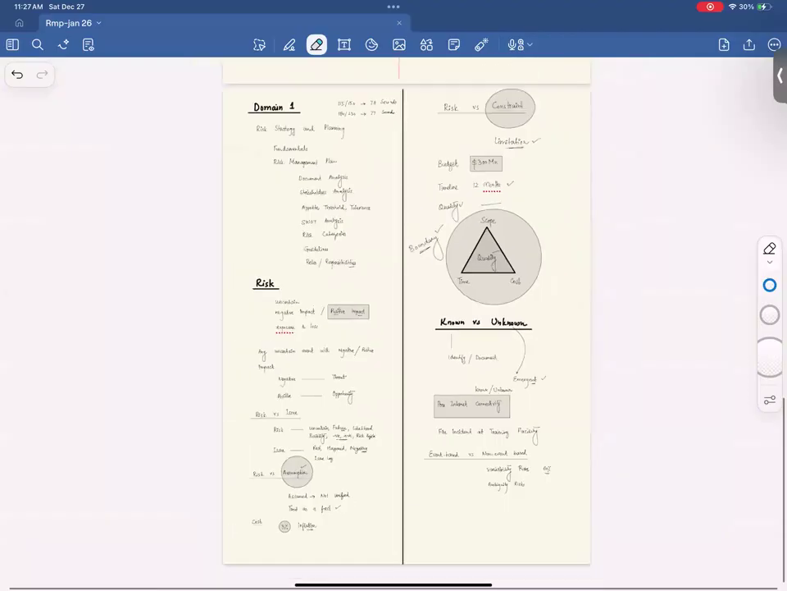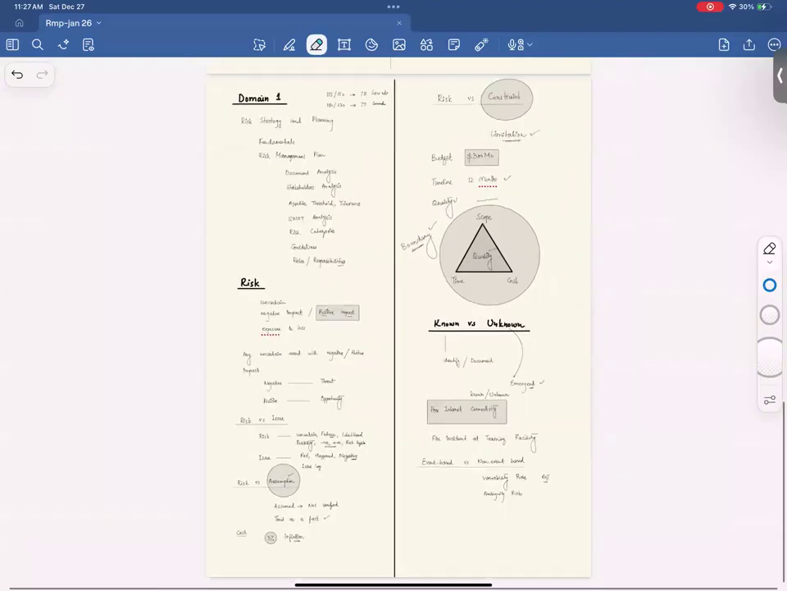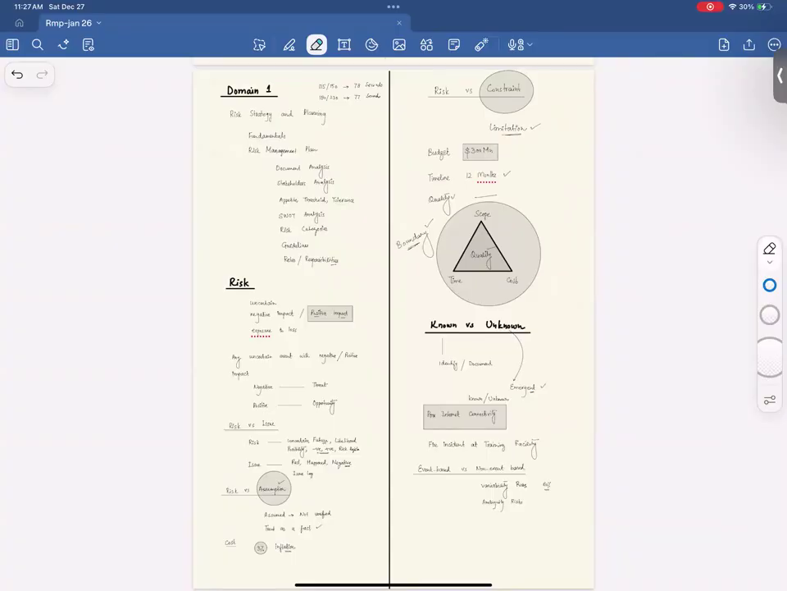So what we have discussed so far... Can you please repeat? Go ahead, please. Ambiguity? Yeah, what do you want me to repeat? The ambiguity risk. Yeah.